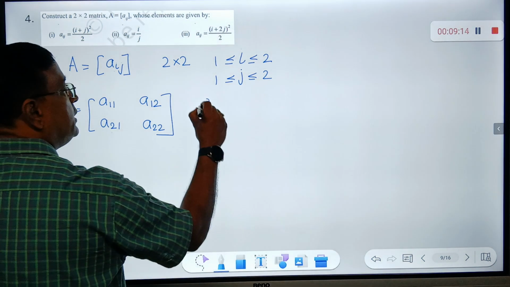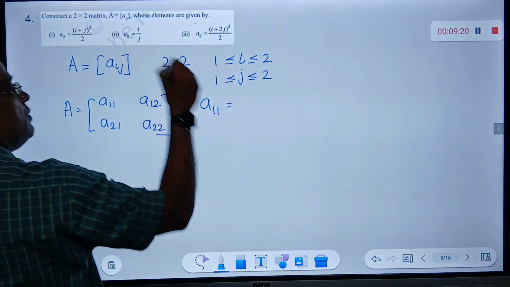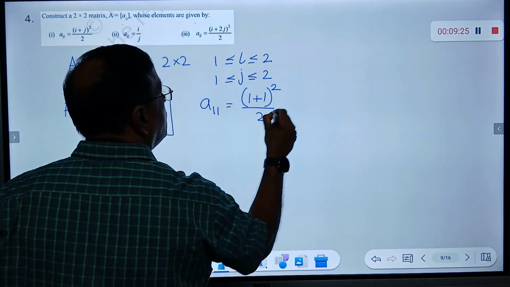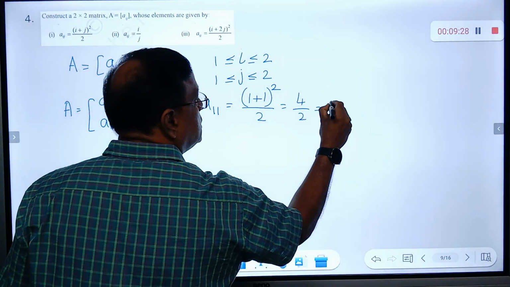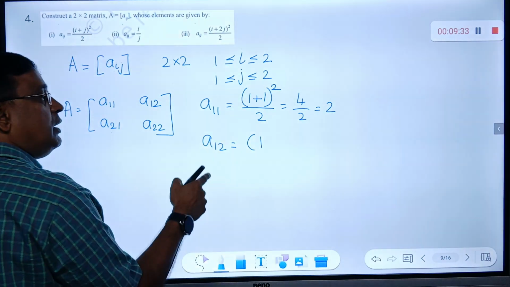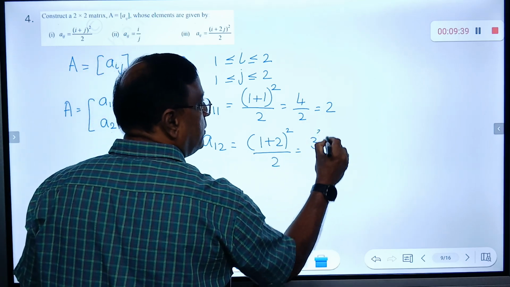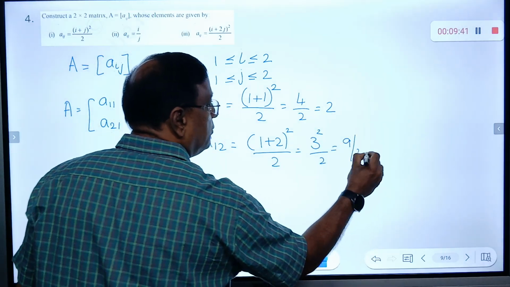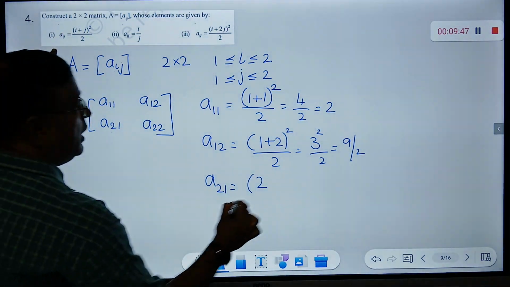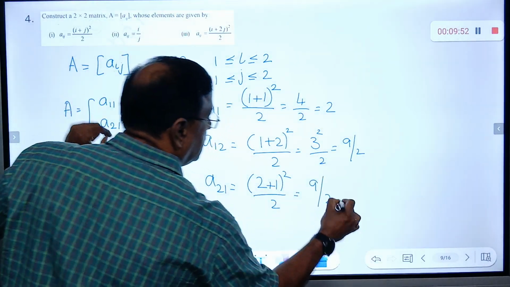Now you calculate each one of them. A11, that means i is 1, j is 1. Substitute in this formula. i is 1, j is 1, whole square by 2, which is 4 by 2, which is nothing but 2. Now what is A12? First row, i is 1, j is 2. So it is 3 square by 2, which is 9 by 2. What is A21? i is 2 and j is 1. What is that? 9 by 2.